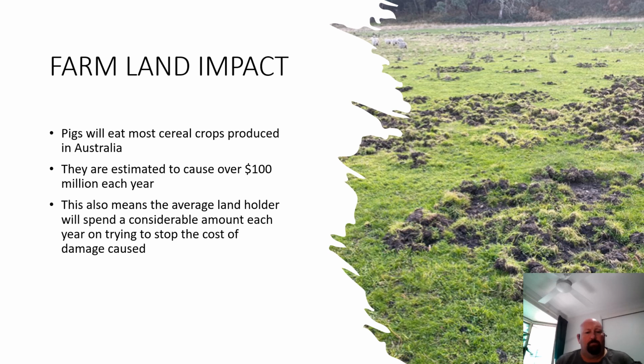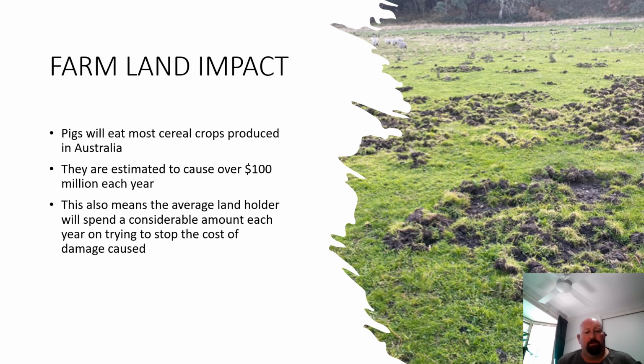Farmland impact. Pigs will eat most cereal crops produced in Australia. They are estimated to cause over $100 million worth of damage to these cereal crops each year. This also means the average landholder will spend a considerable amount each year on trying to stop the cost of the damage caused.